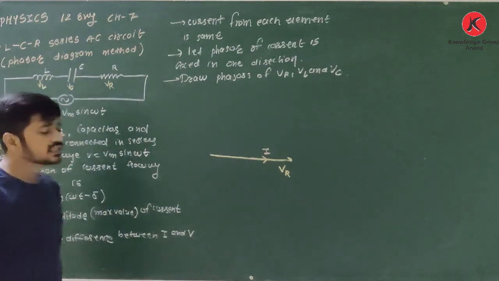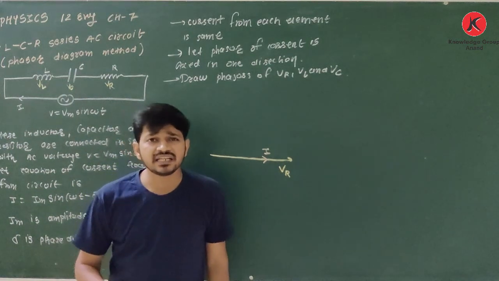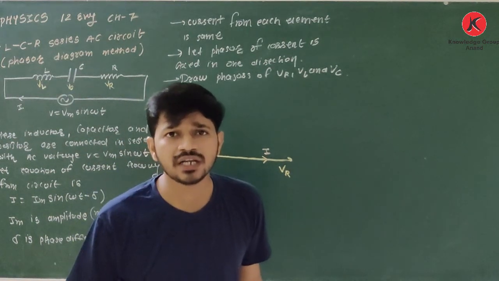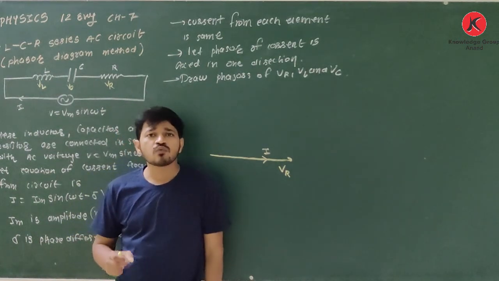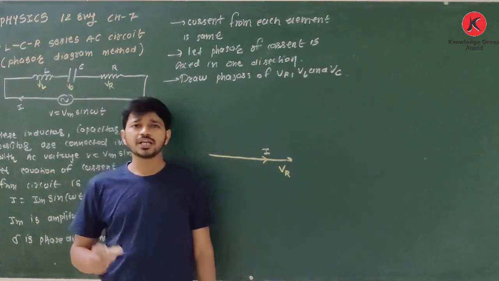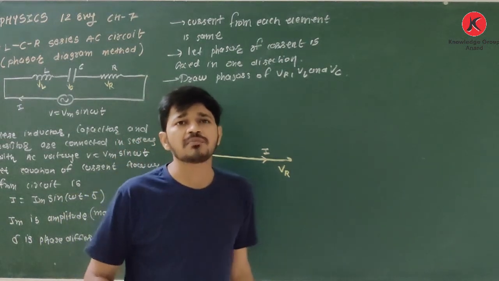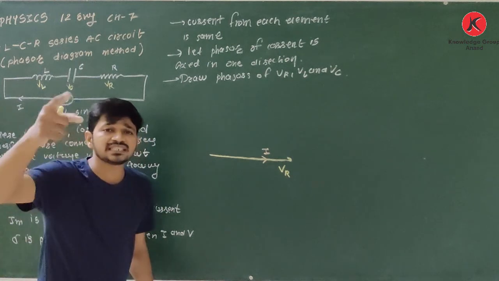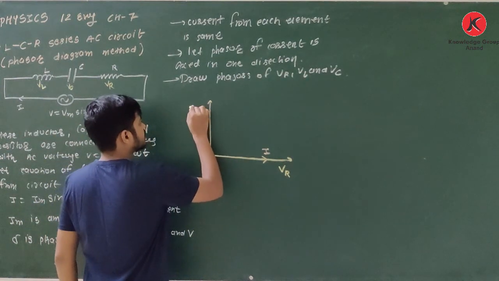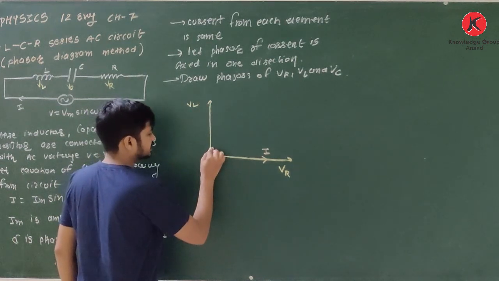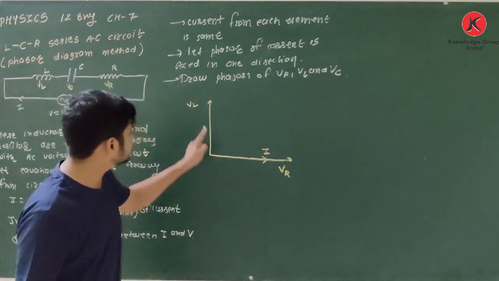Now for VL, remember for a pure inductive circuit, current lags behind voltage by phase pi by 2. Current lags means voltage is ahead. So here it is VL. Clear about this?